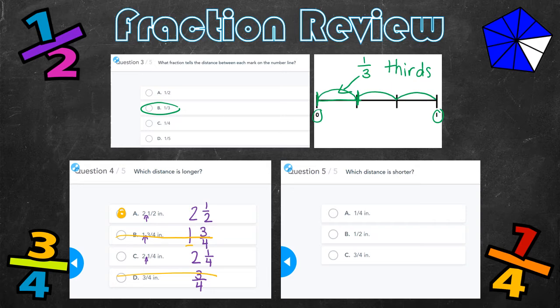And number 5 says, which distance is shorter? So again, I can rewrite my fraction in my notebook if it makes it easier for me to see.